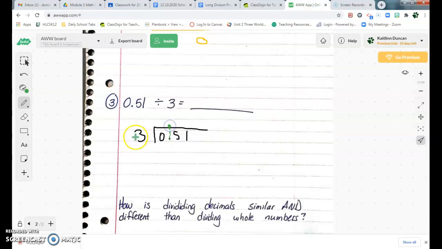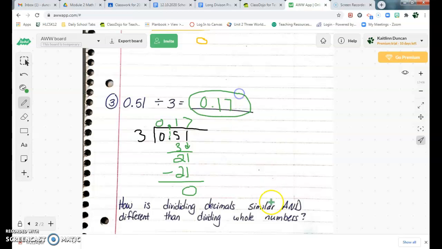How many times can 3 go into 0? It cannot. How many times can 3 go into 5? Well, it can go in there 1 time. So 1 times 3 is 3. I'm going to subtract that. I'm going to get 2. Bring down this 1. How many times can 3 go into 21? It can go in there 7 times. 3 times 7 is 21. I'm going to get 0 here, and I subtract that out. So that means my final quotient is 17 hundredths, or 0.17. Circle that right there. Okay.